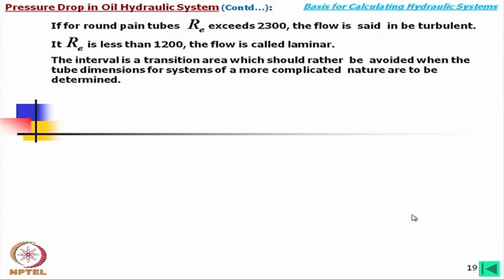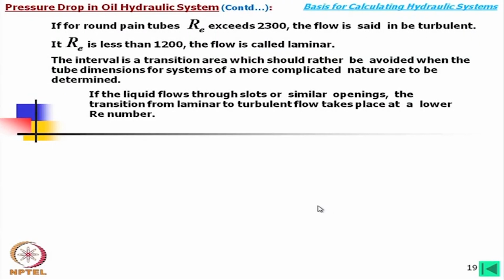The interval is a transition area which should rather be avoided when the tube dimensions for systems of a more complicated nature are to be determined. This means that if possible, fluid power applications try to avoid such Reynolds numbers. Okay.